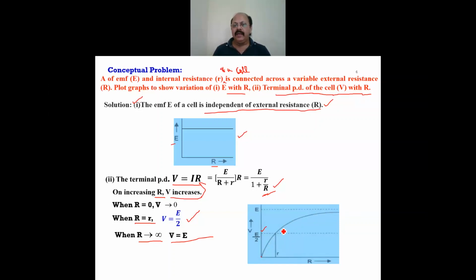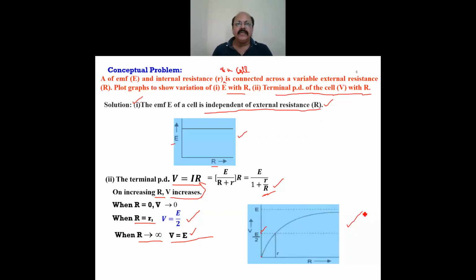Now when capital R equals small r, at that time the terminal potential difference is equal to half of the EMF of the cell. So that point we take here, and this dotted line is represented in the graph. And when capital R is infinite, meaning the external resistance connected in the circuit is infinite, at that time V, the terminal potential difference, is equal to the EMF of the cell. Then the graph comes to be this. So this graph is represented by the dotted line. So this is the solution of this concept based problem, which is very important.